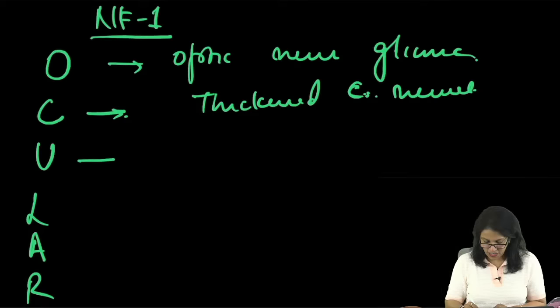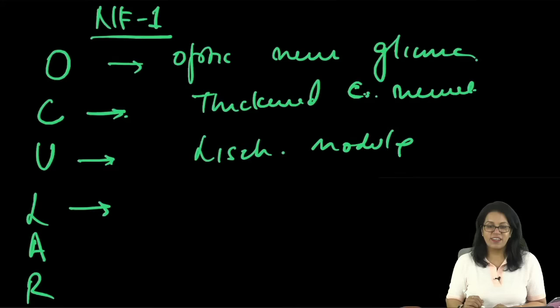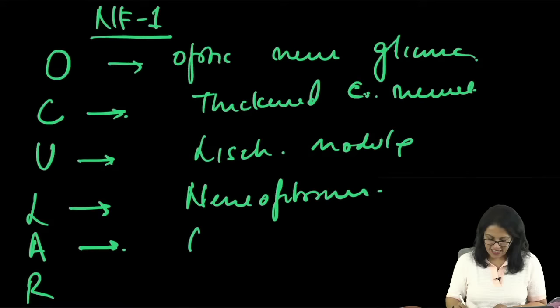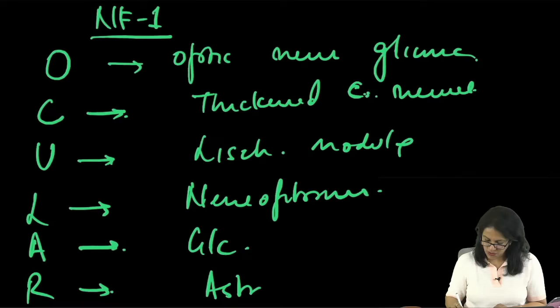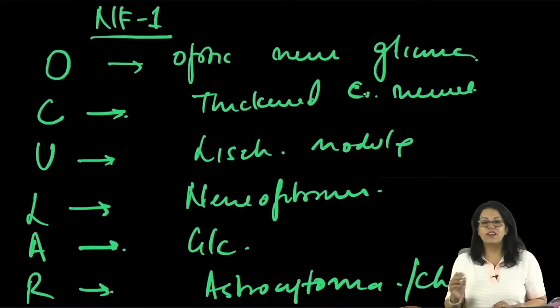What do you get in the lids? L is for lids. We get neurofibroma, S-shaped deformity of the lid, if you remember. What do you get in the angle? We can get glaucoma. And in the retina, we can get astrocytomas and choroidal nevus. This is all about the ocular features of NF.